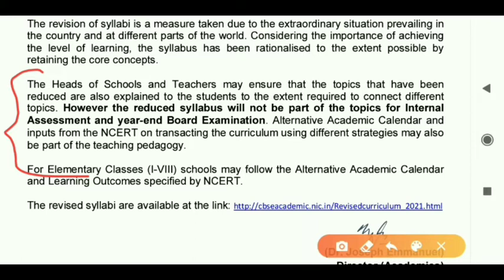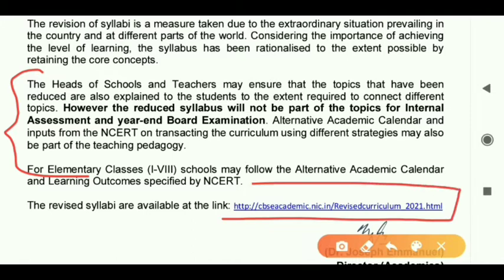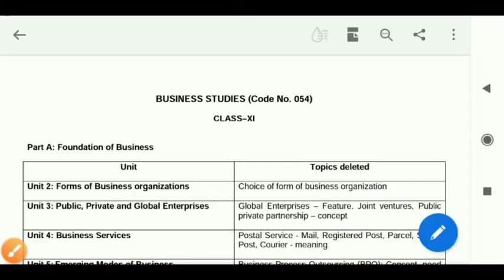Now, here is the link from which I downloaded the deleted portion PDF. I will put this link in the description box, or rather I will upload the PDF in my description box, so that in case you also want to download it, you can directly go there and download it. Now let's come to the PDF where we get to know the topics that are actually deleted.